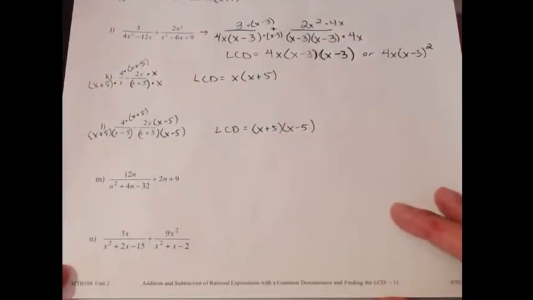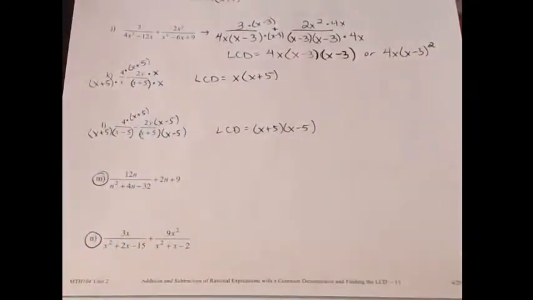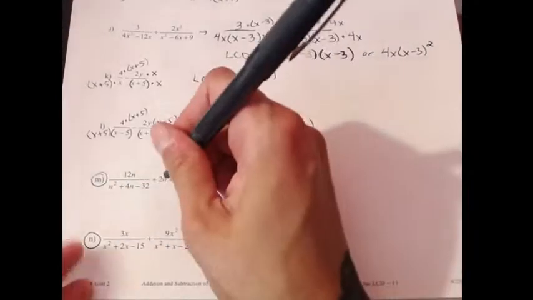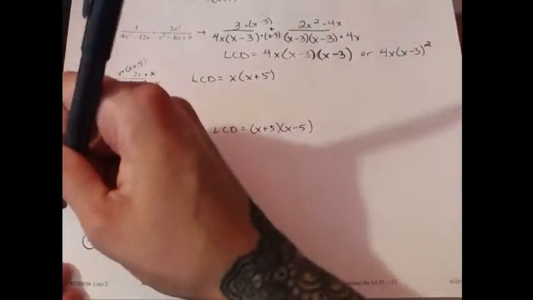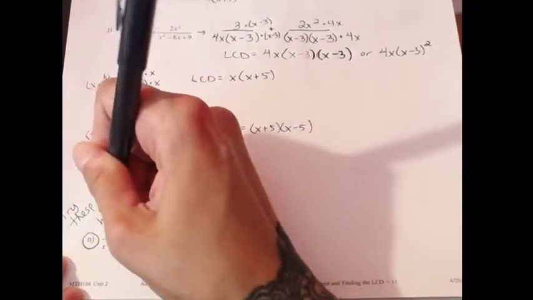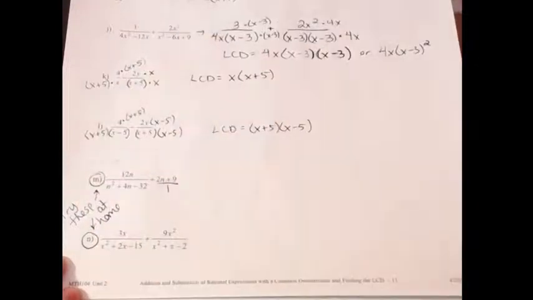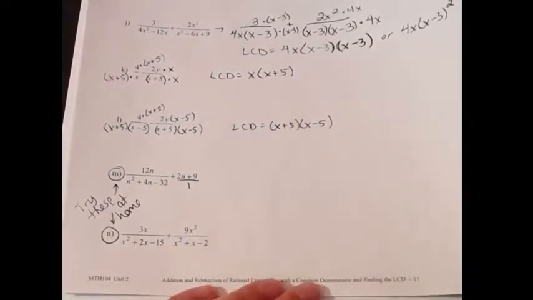I would like for you to take home parts M and N, and I want you to think about factoring the denominators. Of course, 2n plus 9, we can write that over a 1. I want you to consider factoring the denominators and then making them the same. So think about what you need to introduce so that the denominators are identical. Okay, so try M and N at home. Okay? Beautiful. Let's turn the page.